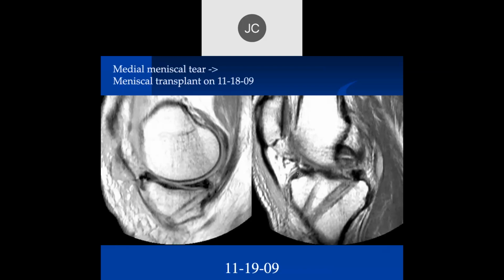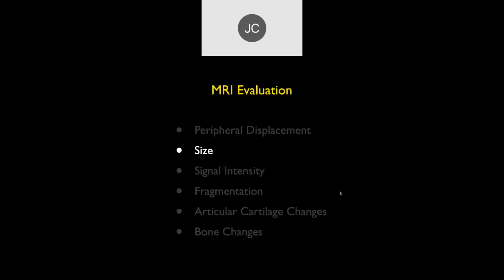Here we can see the different tunnels. Here's that posterior medial tunnel. This is the tunnel to the two meniscotibial attachments.